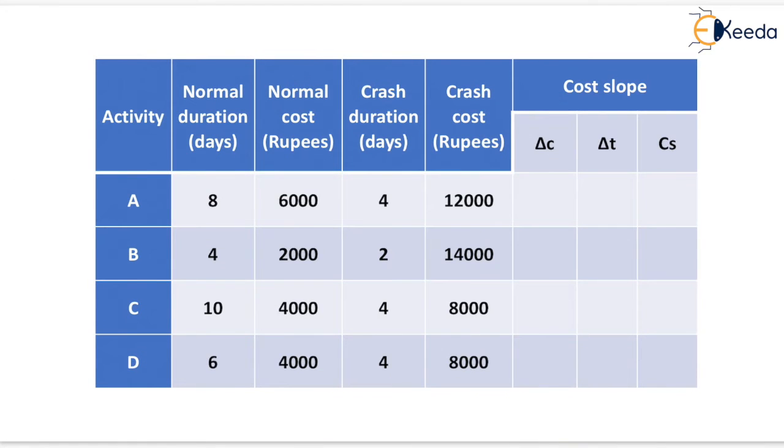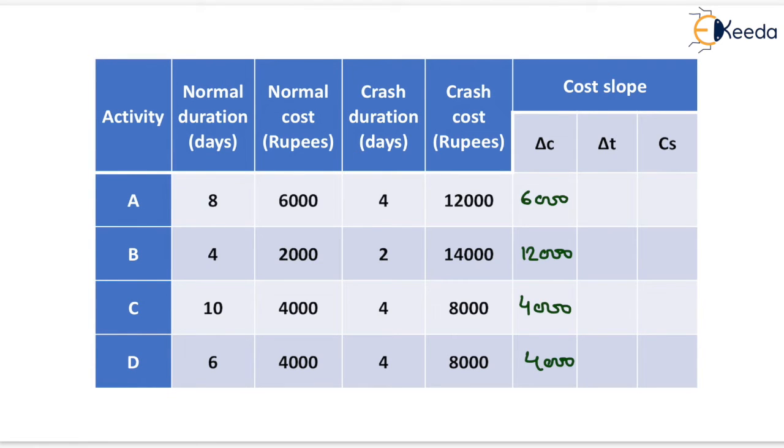Now first of all we need to calculate the delta C value, which will be equals to crash cost minus normal cost. So it will be equals to 12,000 minus 6,000, it will be equals to 6,000. For activity B, it will be equals to 14,000 minus 2,000, it will be equals to 12,000. For activity C, it will be equals to 8,000 minus 4,000, it will be equals to 4,000. And for activity D, it will be equals to 4,000.